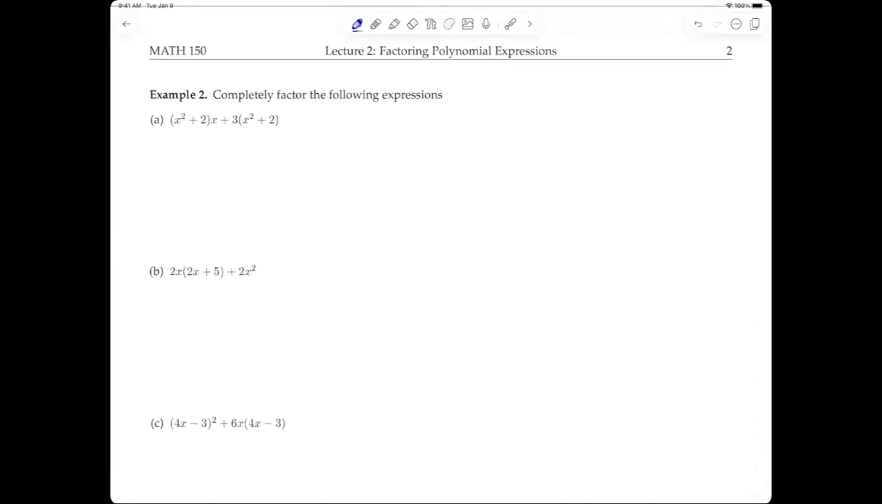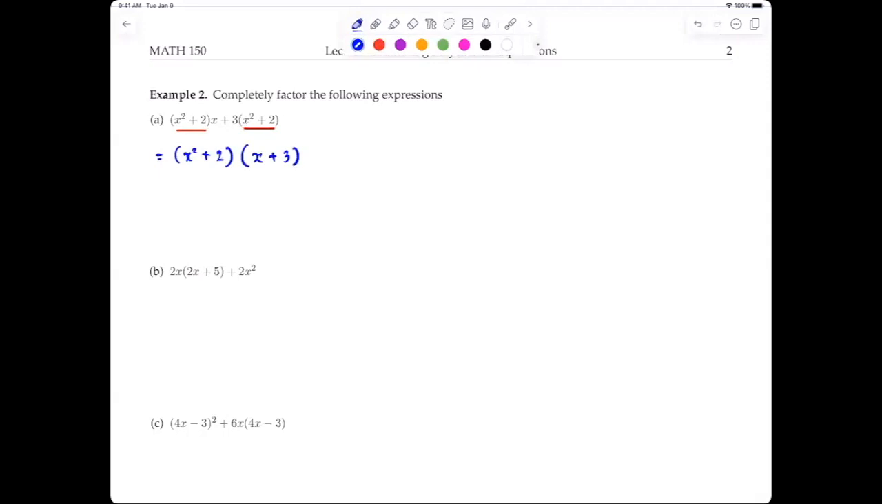So I'm going to do a little more complicated examples. The common factor can be one term, or it can be multiple terms. So between these two terms, what is the common factor? Yeah, so x squared plus 2 is the common factor in this case. So you factor it out and you're left with x plus 3.